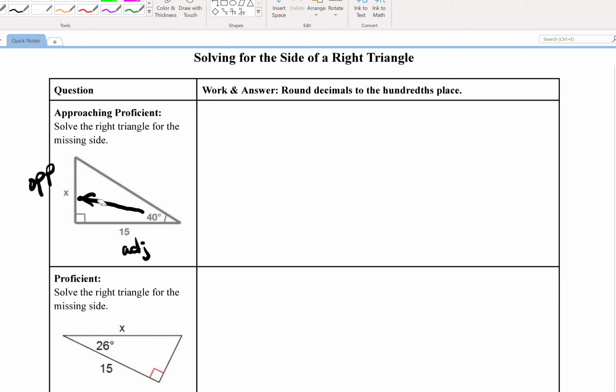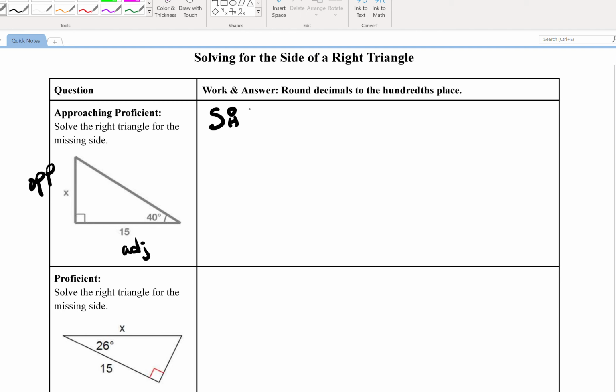And while it is true that the side opposite the right angle is the hypotenuse, I would recommend that we not label that. We just stick with the two, one that we want to know and the other one that we do know. And that'll help us choose which ratio we're going to use. So we'll go back to our mnemonic.